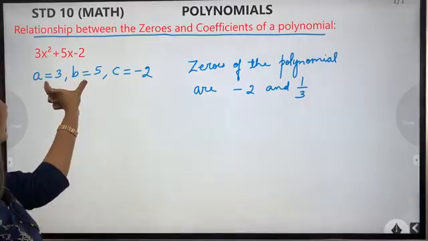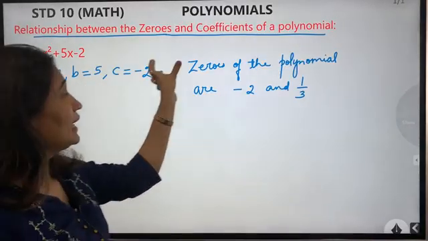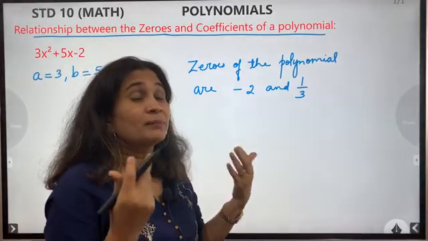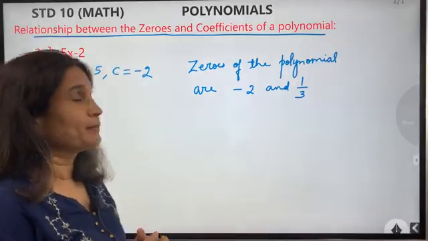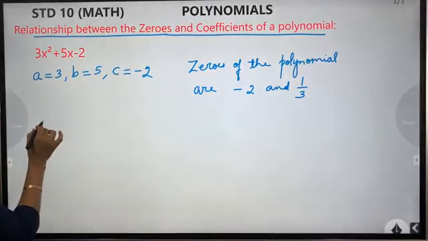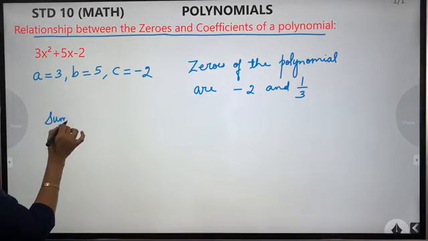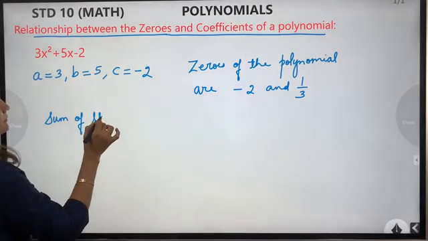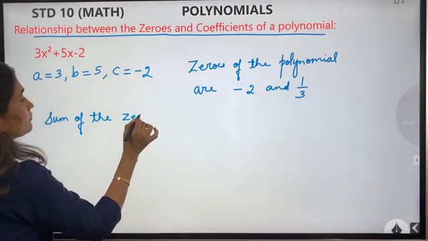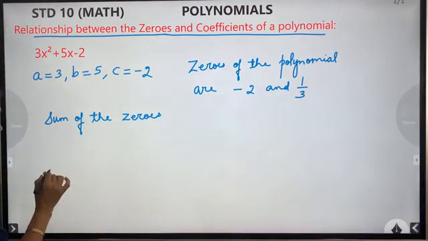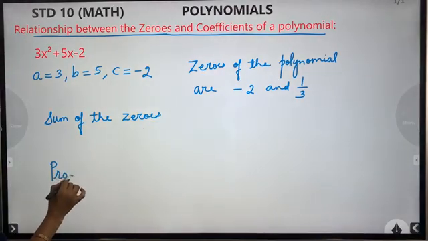Now we have to see these are the coefficients of the polynomial and these are the zeros of the polynomial. What is the relation between them? For that, first we will do the sum of the zeros. And then we will do the product of the zeros.